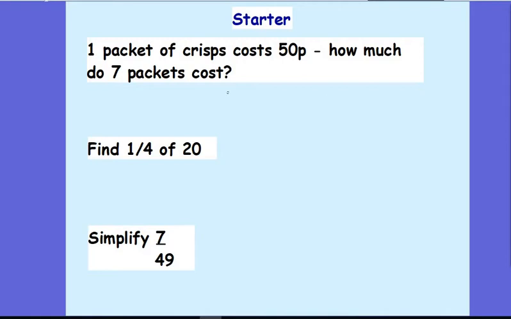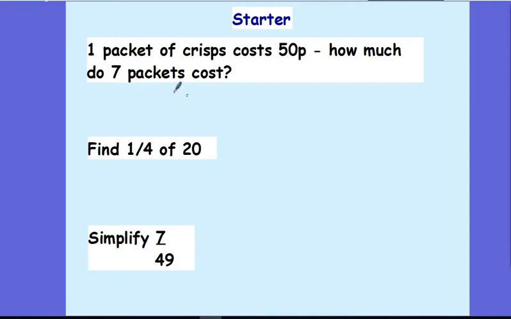If one packet of crisps costs 50p, how much does 7 packets of crisps cost? The second question, can you find 1/4 of 20 for me? And finally, can you simplify the fraction 7 over 49? Can you pause the video now and in your light blue books have a go at those questions now?